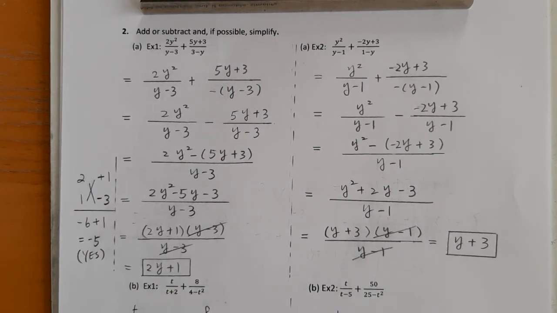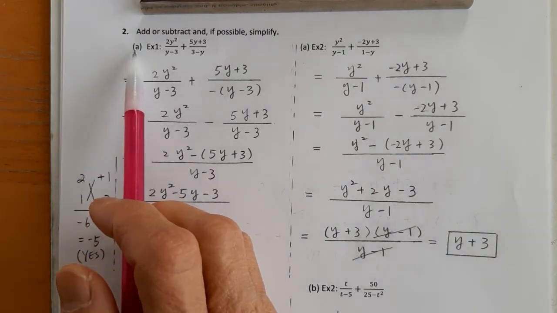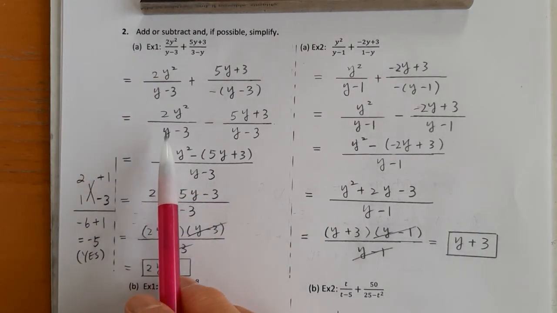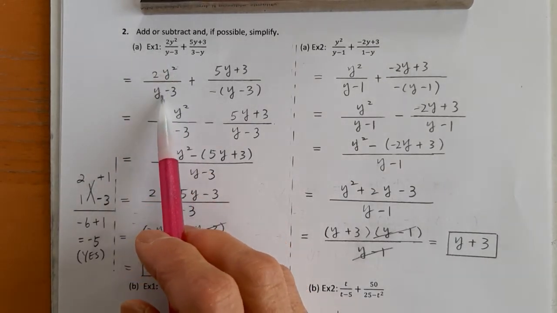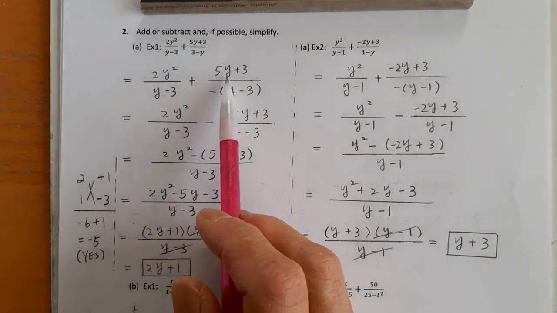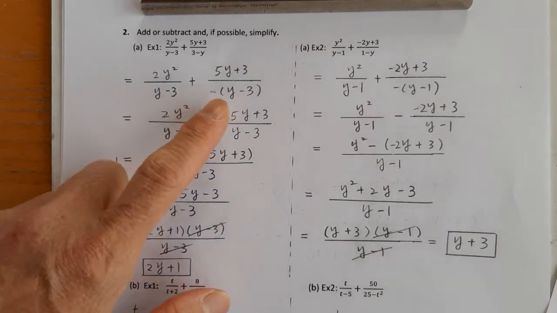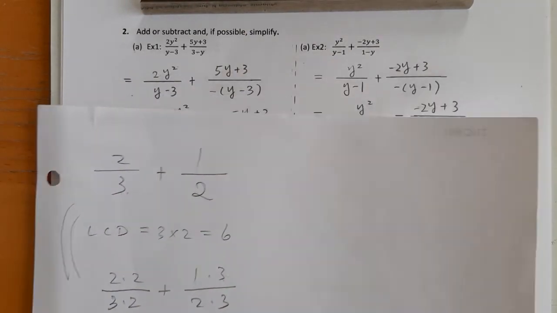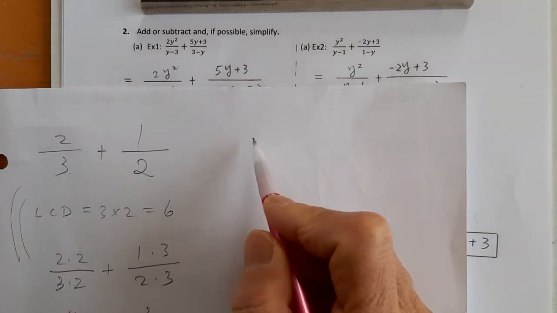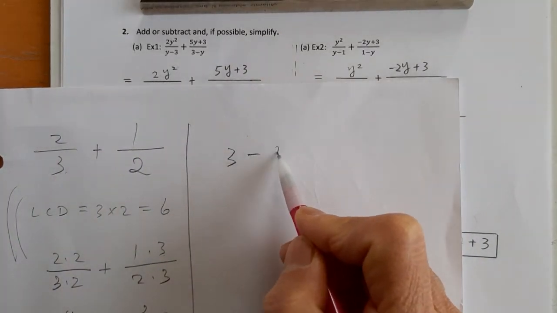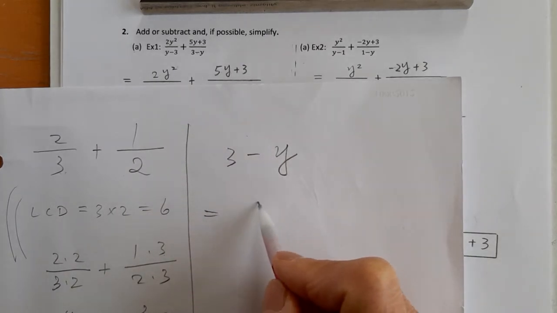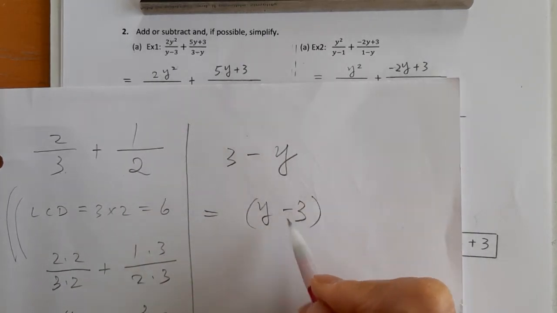Now here we learn addition and subtraction for rational expressions. Second, 2a, example 1. So 2y squared over y minus 3 plus 5y plus 3 over 3 minus y. So, as we just learned before, we are going to change 3 minus y to y minus 3. How to change it? Since it is 3 minus y, the quick way is you switch, become y minus 3, but put the parentheses.